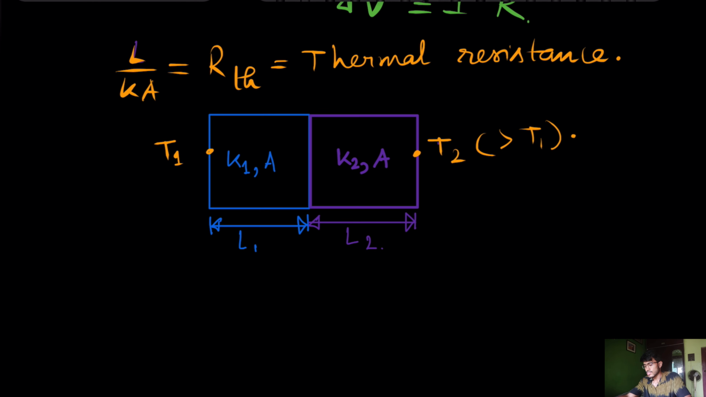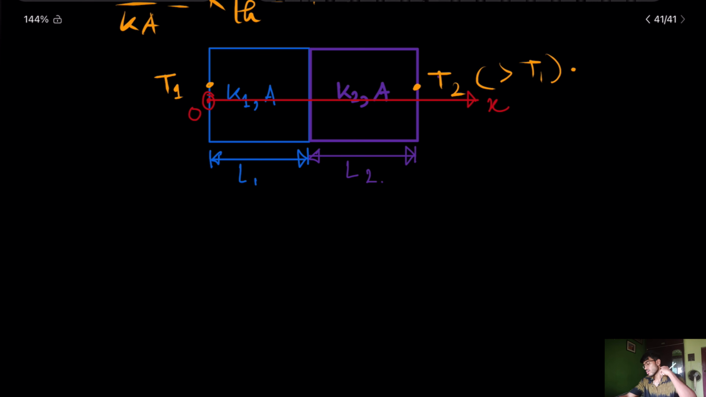So firstly let me choose a coordinate system. Here my coordinate system will be this is x and this is my origin. Now if I solve this, then here I will get some temperature T, and this is unknown. Okay, this temperature is unknown.